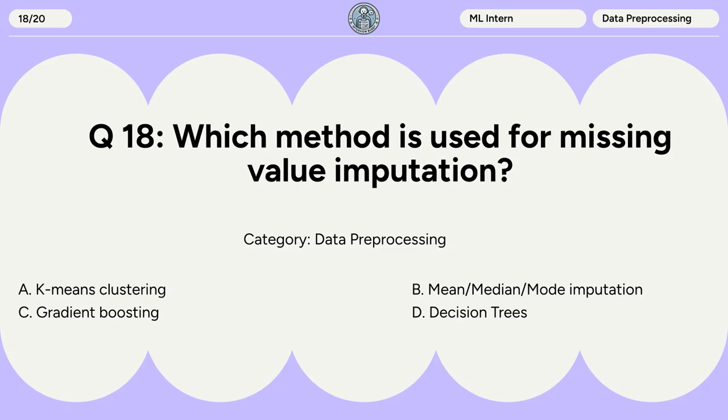Question 18. Which method is used for missing value imputation? A. K-means clustering. B. Mean, median, mode imputation. C. Gradient boosting. D. Decision trees.